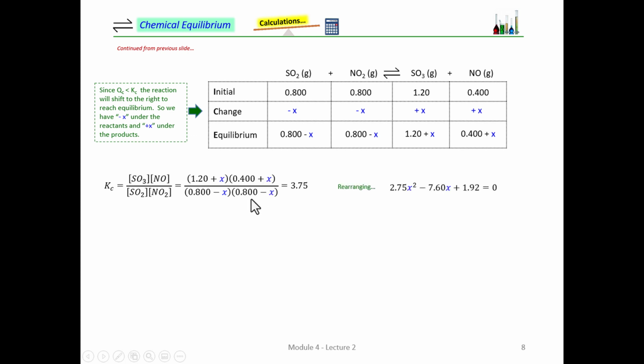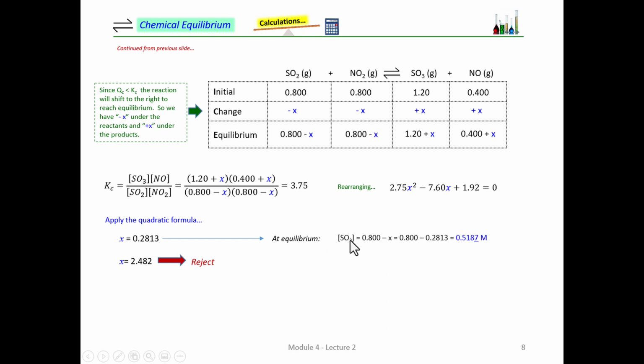If you do some rearranging and a little algebra, you end up with an expression that looks like this, and we'd have a value of A of 2.75, B of minus 7.6, and C of plus 1.92. If we put that in the quadratic formula, we get two X values. We're going to reject the 2.482 because it's just silly. You can't subtract 2.482 from 0.8 and get a positive concentration. So we'll use our X value of 0.2813.